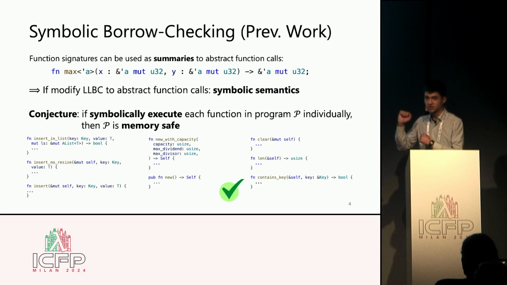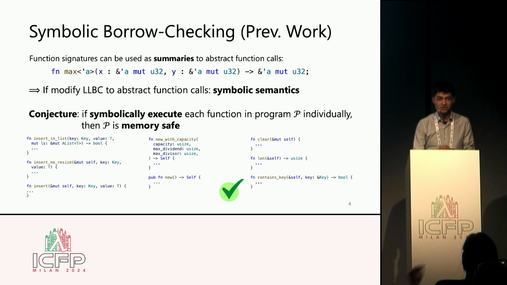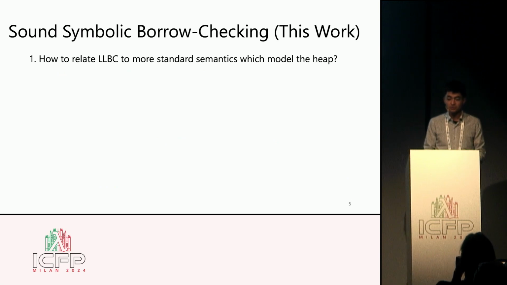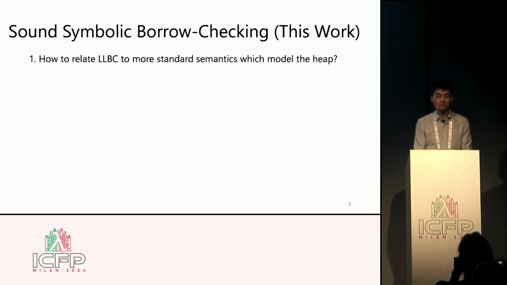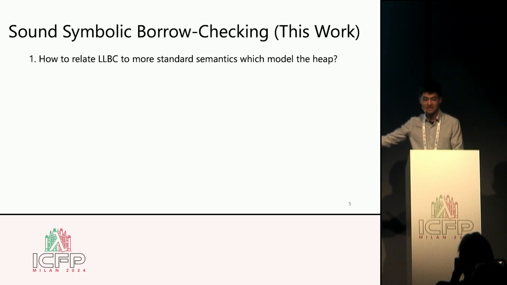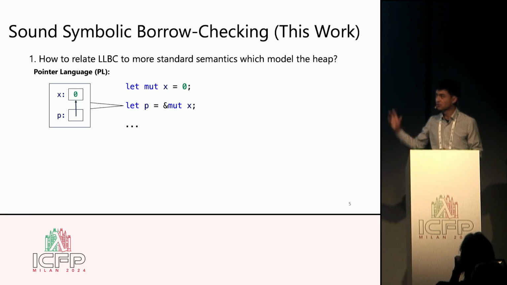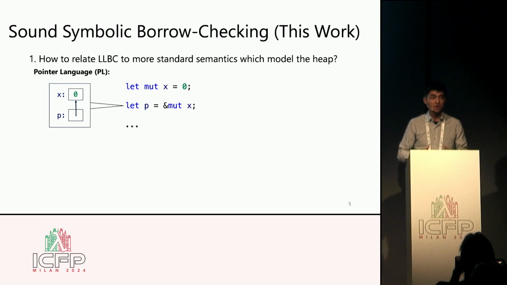Now, this was a conjecture. And in order to prove this conjecture, there are several challenges. The first one is, in order to prove memory safety, we need to talk about the memory, and it is non-trivial to link LLBC to a more standard semantics which explicitly models the heap. So, for instance, we introduced a more standard semantics we call the pointer language, which uses a memory model inspired by CompCert and in which borrows are simply modeled as pointers. That is, the value of a borrow is an address.